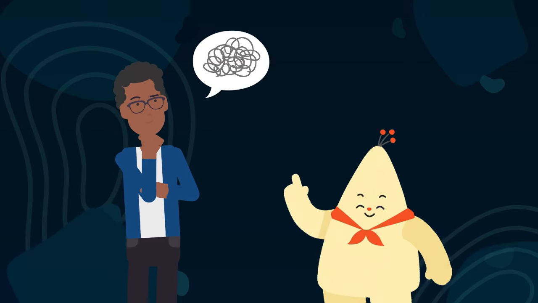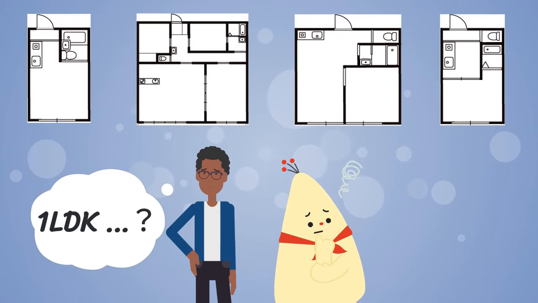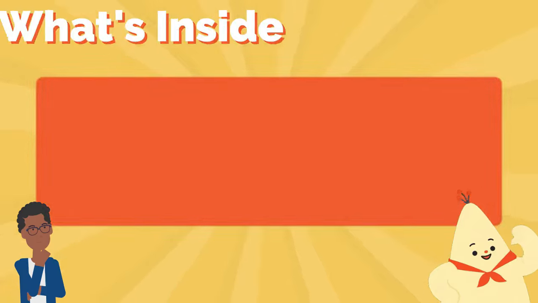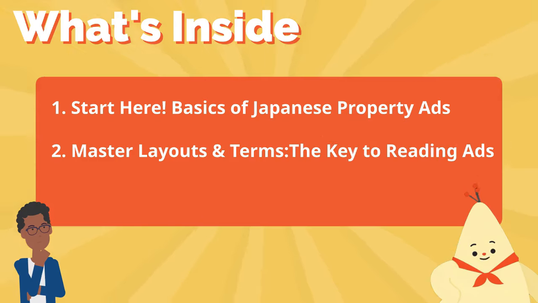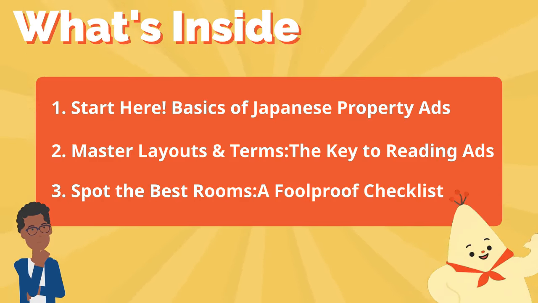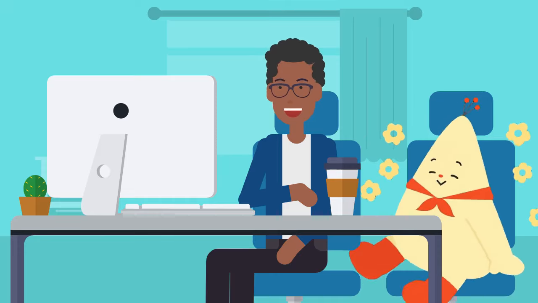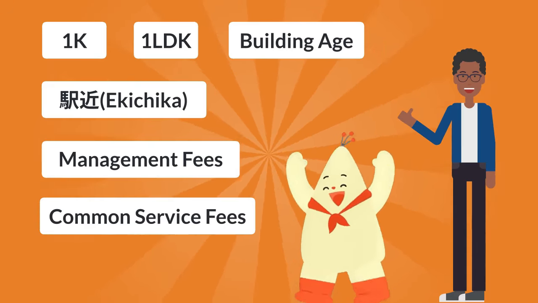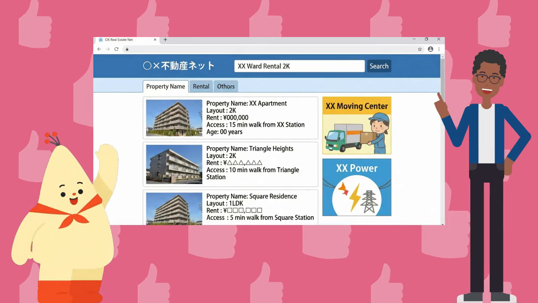Terms like 1LDK or ichika may look familiar, but many people still don't really understand what kind of room it actually refers to. So in today's video, I'm going to gently and clearly explain everything you need to know to read Japanese real estate ads, from the basic terminology to the important points you should always check. By the time you finish this video, you'll be able to read Japanese rental ads with confidence and understand exactly what kind of room you're looking at.